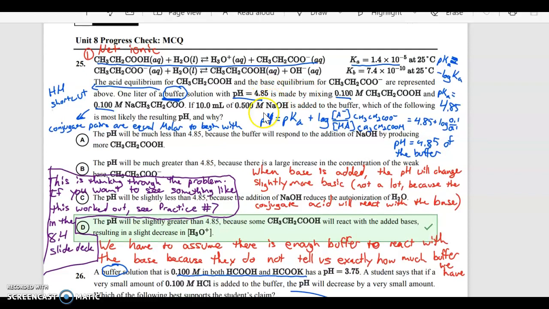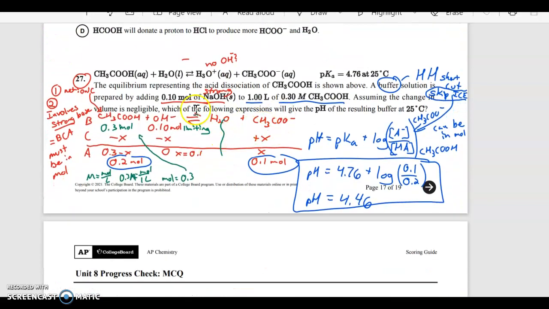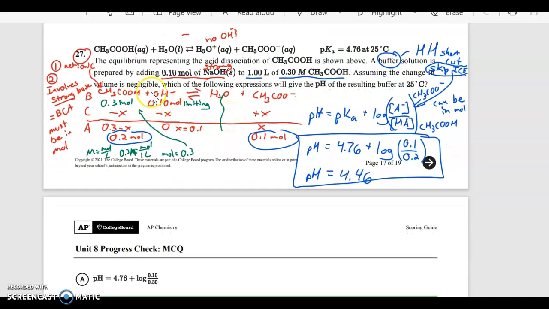And you're just telling what adding the strong base, how does that affect the pH? It doesn't change it that much in a buffer. That's kind of nice. But then 27, this part, you had to write out your net ionic equation.